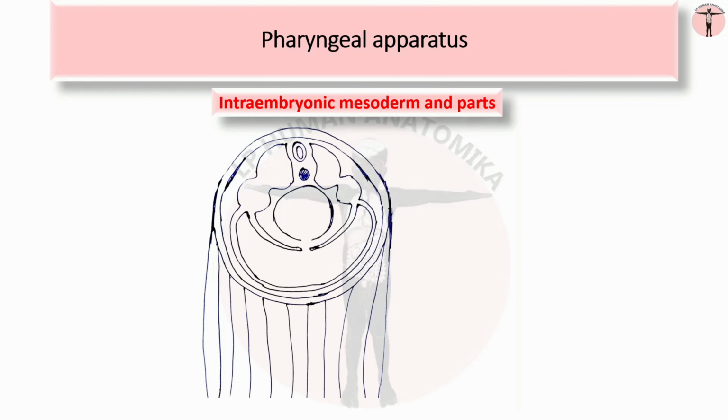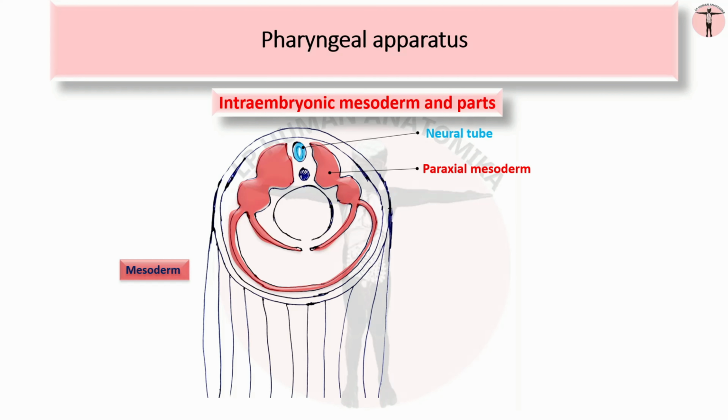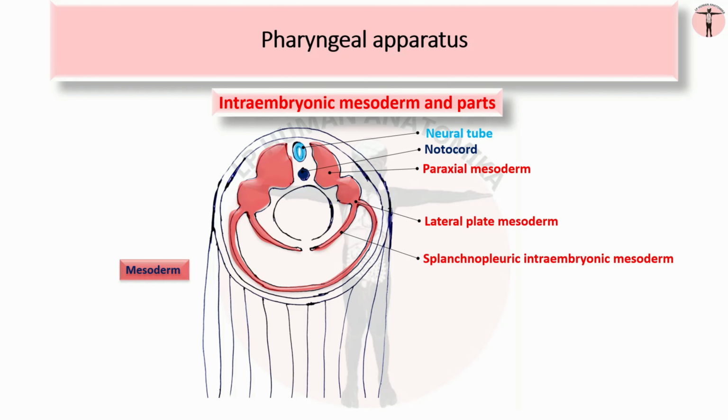The development of most of the structures of the head and neck region is formed by the mesenchyme, which is derived from paraxial mesoderm, present adjacent to the neural tube dorsally and notochord ventrally, and lateral plate mesoderm, which further is split into splanchnopleuric and somatopleuric intraembryonic mesoderm. The intermediate mesoderm gives rise to the genitourinary system.